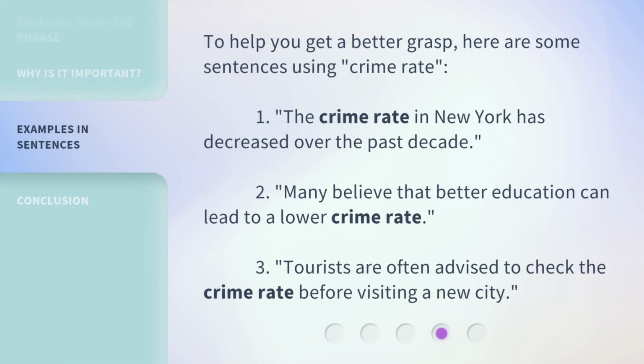To help you get a better grasp, here are some sentences using crime rate. 1. The crime rate in New York has decreased over the past decade. 2. Many believe that better education can lead to a lower crime rate. 3. Tourists are often advised to check the crime rate before visiting a new city.